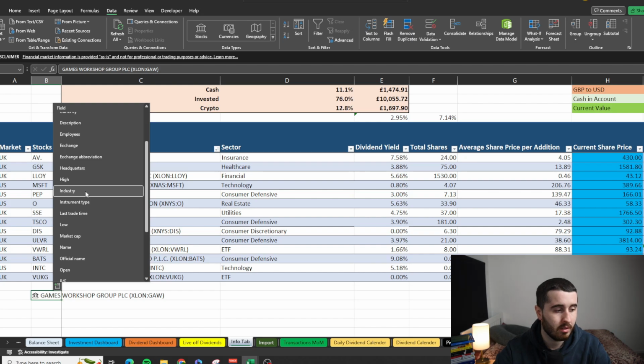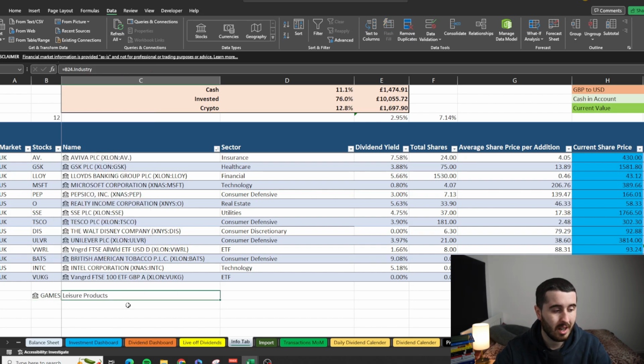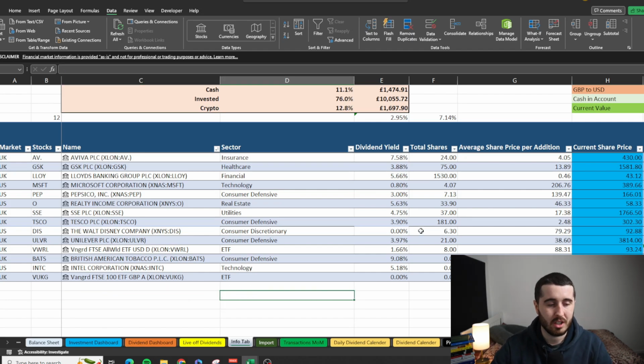Industry. So again, industry gives you industry, leisure products. Again, you can name it whatever you want. Sometimes it's easier just to say technology or insurance or healthcare or whatever, because sometimes they give a sector that you don't like. You want to change the sector to something simpler, because sometimes when you Google what the sector is, it might tell you something not related to stocks. It gives you a weird description of what the sector is.